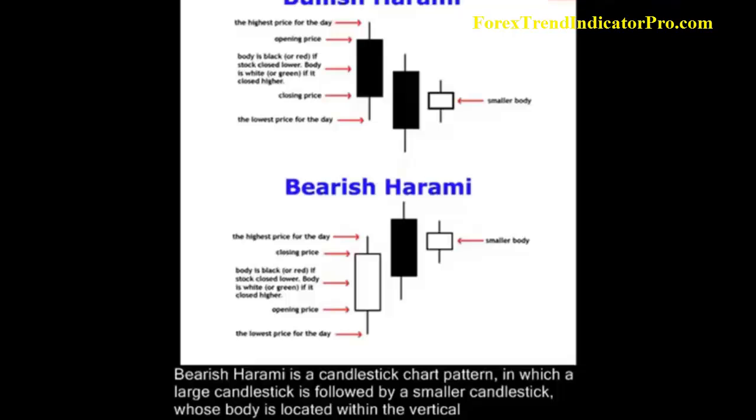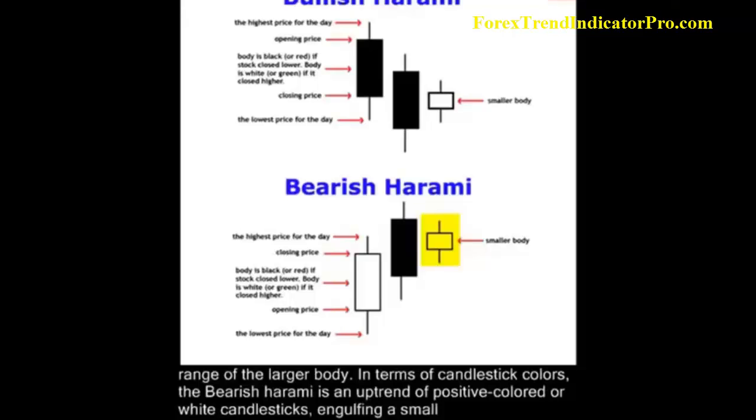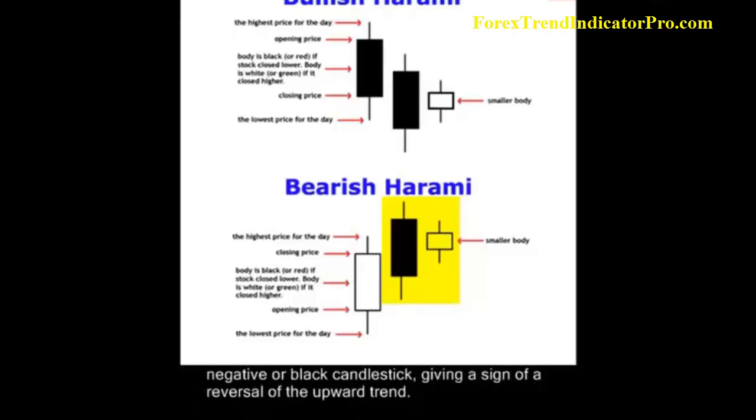Bearish harami is a candlestick chart pattern in which a large candlestick is followed by a smaller candlestick, whose body is located within the vertical range of the larger body. In terms of candlestick colors, the bearish harami is an uptrend of positive colored, or white candlesticks, engulfing a small negative or black candlestick, giving a sign of reversal of the upward trend.